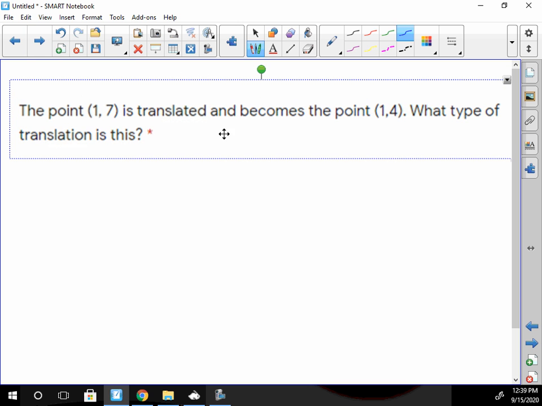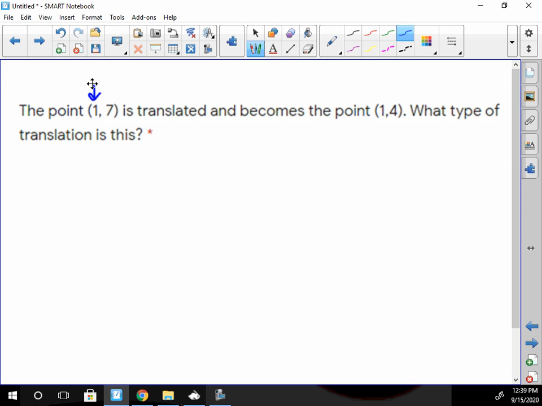Point (1,7) is translated and becomes the point (1,4). Check my x's. They don't change. My y's do change. So this is a vertical translation.